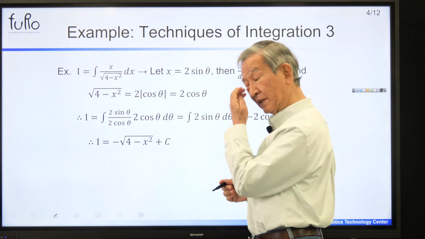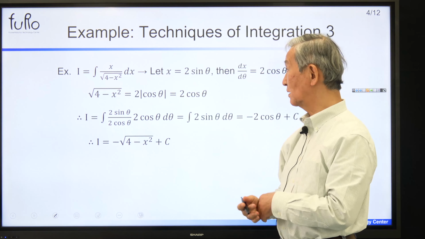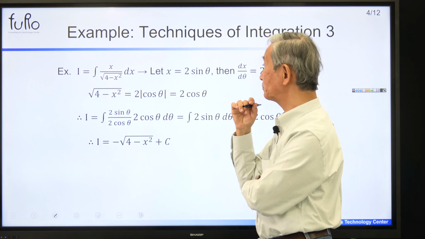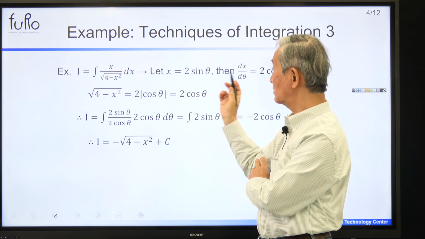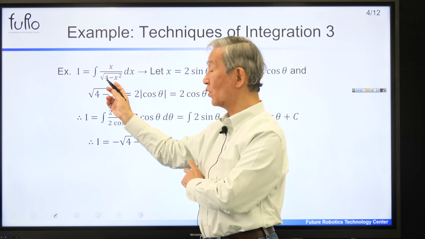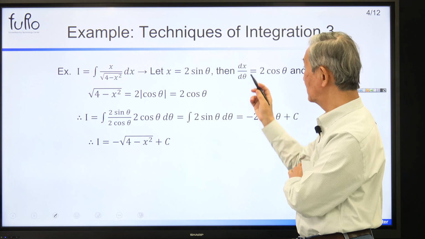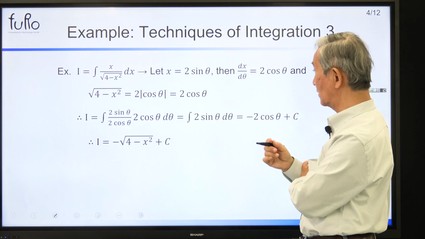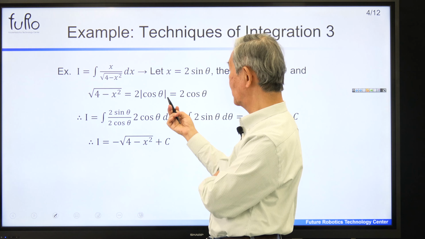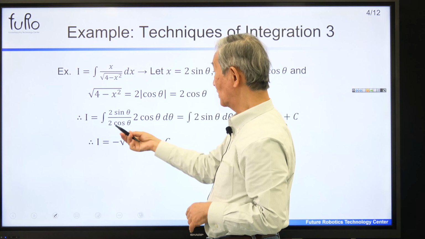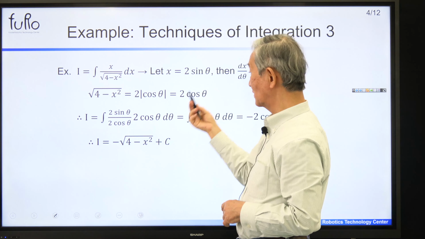All right, so let's take a look at this example here. This is the square root of 4 minus x squared sitting at the bottom and x sitting at the top. So this is a constant minus x squared. We set x equal to sine, but since you have 4 here, the square root of 4 is 2, so x equals 2 sine theta. Then dx/d theta is 2 times cosine theta. And the square root becomes 2 cosine theta, and you get rid of the absolute sign. So you have 2 cosine theta in the bottom and the top x, which is 2 sine theta.